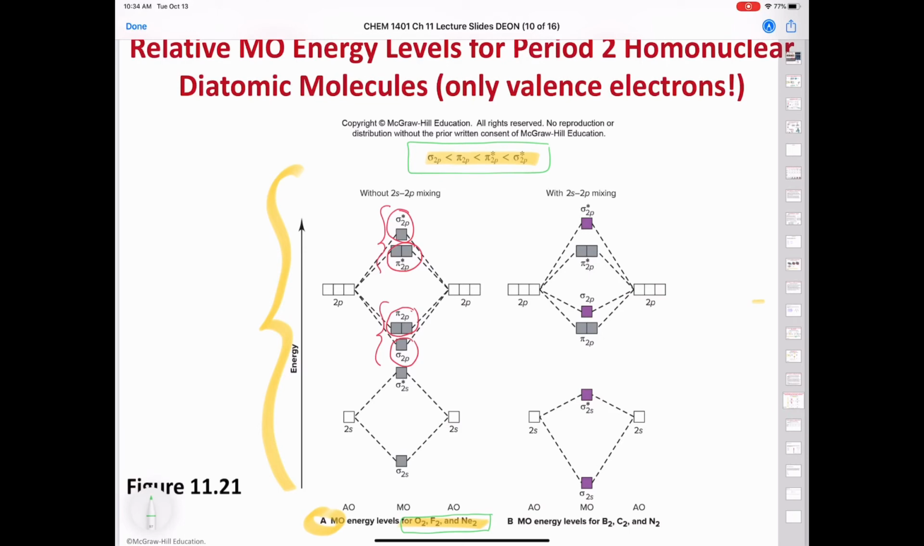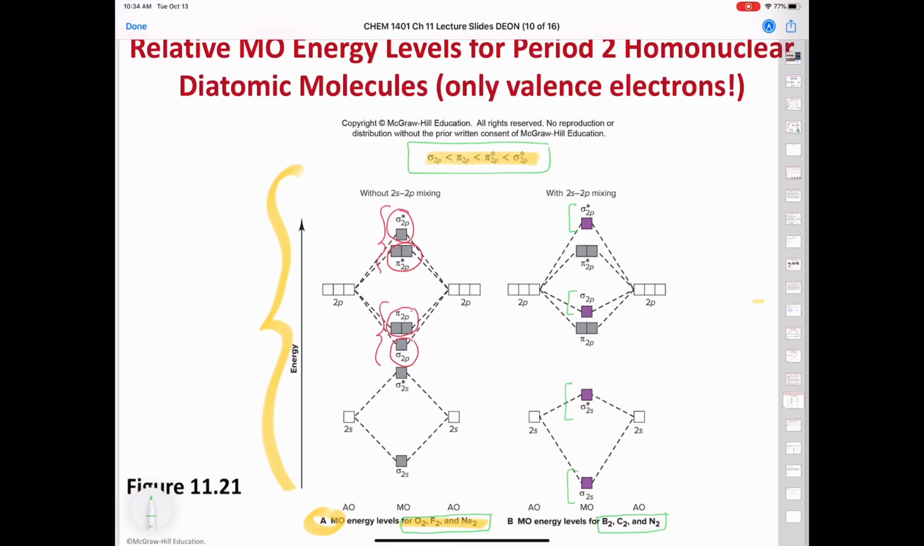When we have mixing of s and p orbitals for B2, C2, and N2, or diboron, dicarbon, and nitrogen, the boron, carbon, and nitrogen atoms are relatively large, with 2p atomic orbitals only half filled, and so the repulsions are going to be weaker. As a result, orbital energies are close enough for some mixing to occur between the 2s of one atom and the end-on 2p of the other. The effect is to lower the energy of both the sigma 2s and the sigma star 2s molecular orbitals, and to raise the energy of the sigma 2p and the sigma star 2p molecular orbitals. The pi molecular orbitals aren't affected.